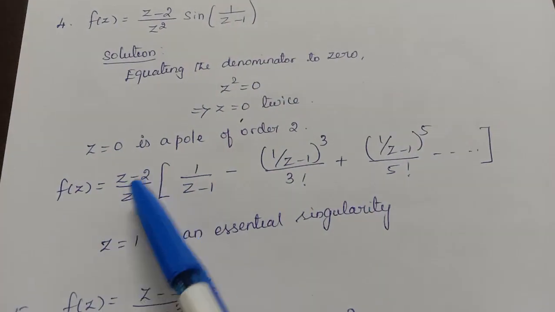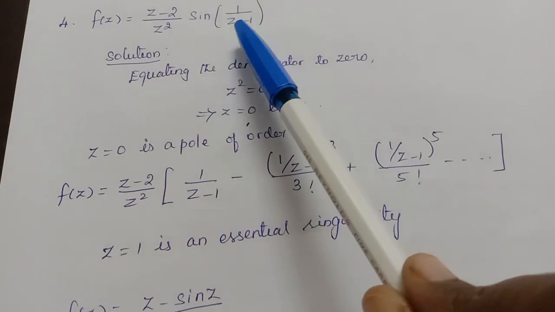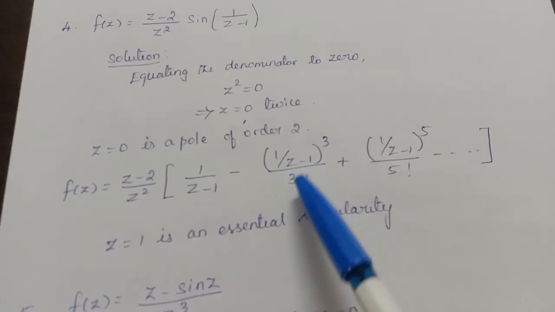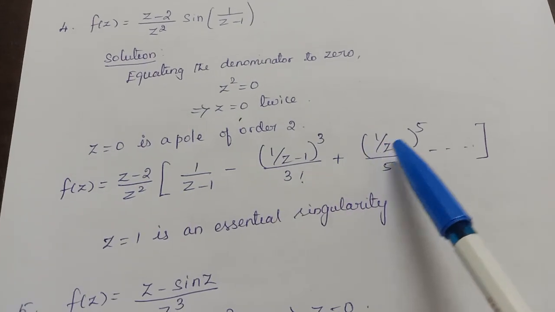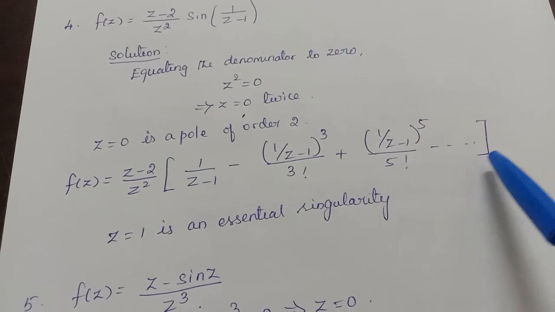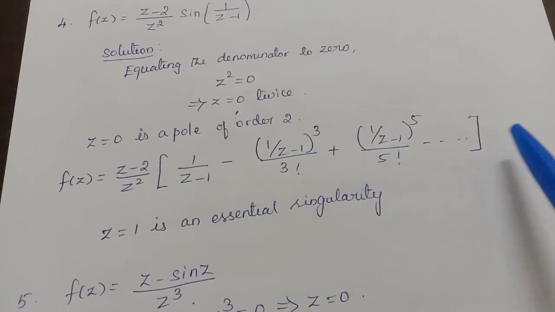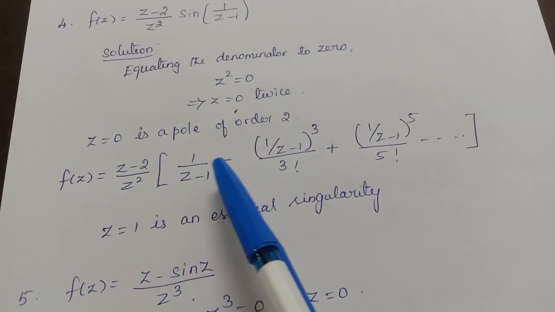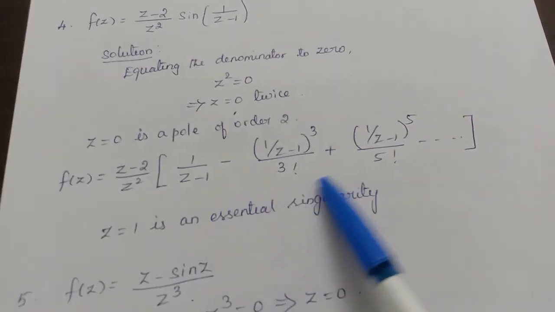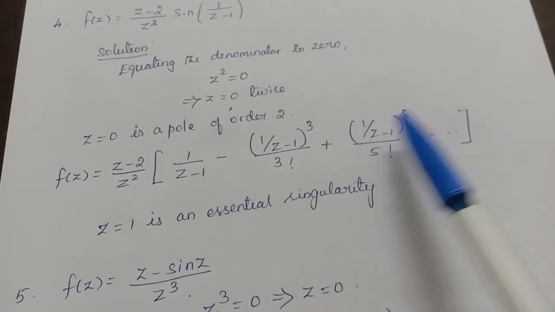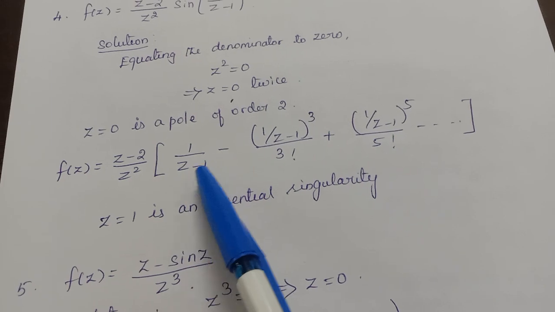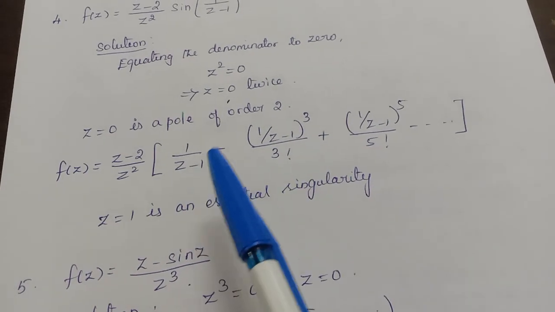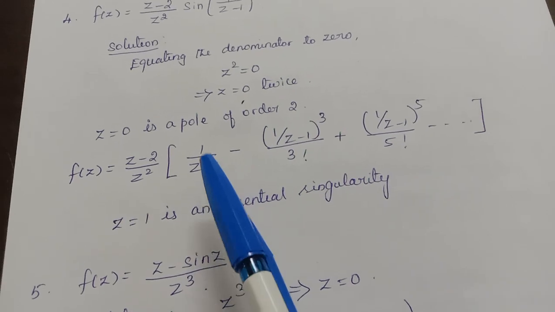So let us expand this. z minus 2 by z square into sine z. What is the expansion? 1 by z minus 1, minus 1 by z minus 1 the whole cube by 3 factorial, plus 1 by z minus 1 the whole power 5 by 5 factorial, minus etc. Now look at this expansion. Already for this term I have written 0 is a pole. Now for this factor you look at this expansion. This is the Laurent series expansion, and z equal to 1: if you equate the denominator to 0, z equal to 1. z equal to 1 is a singular point.